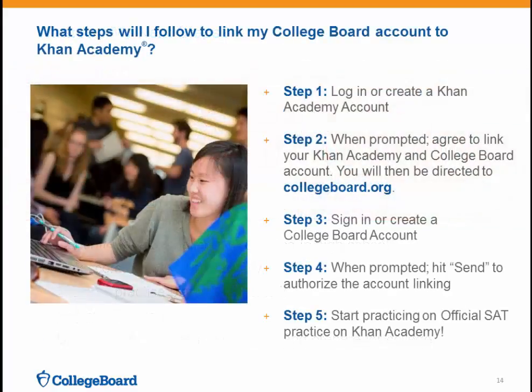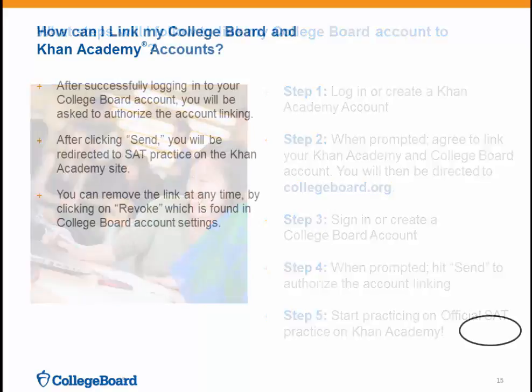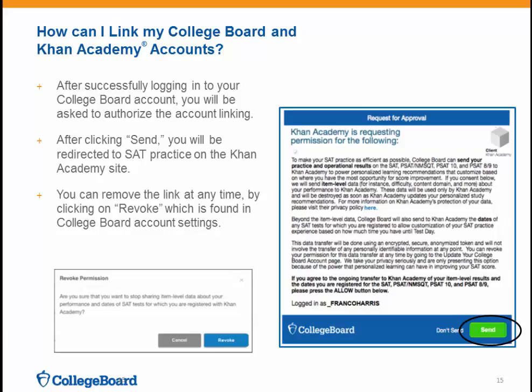Just as students created a College Board account in their STEPS class, they also created a Khan Academy account. In order to receive personalized practice plans based on your PSAT results, students will have to link their Khan Academy account and their College Board account. They will actually be linking those together. Students will be prompted to link their Khan Academy and College Board accounts after they log in. When students agree to link the accounts, they will be directed to collegeboard.org. When they reach collegeboard.org, they will need to sign into their account.